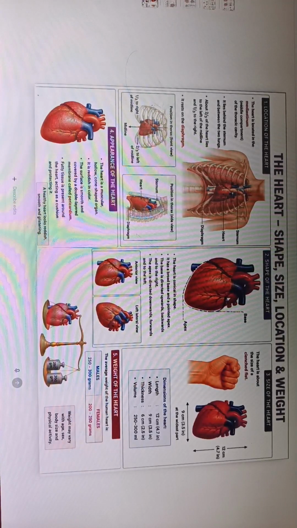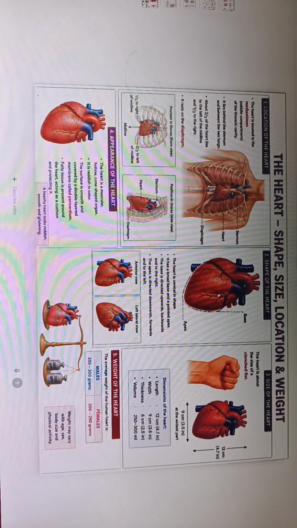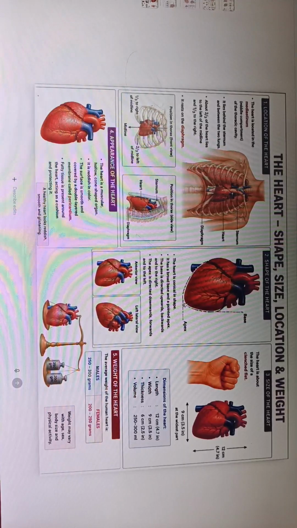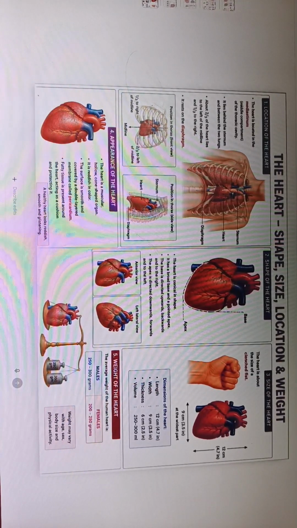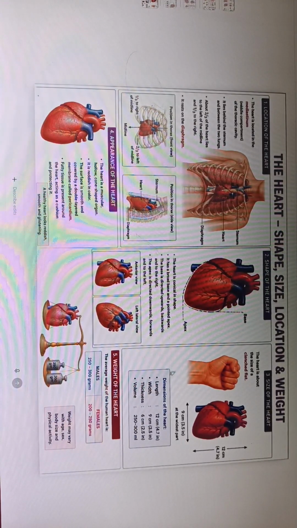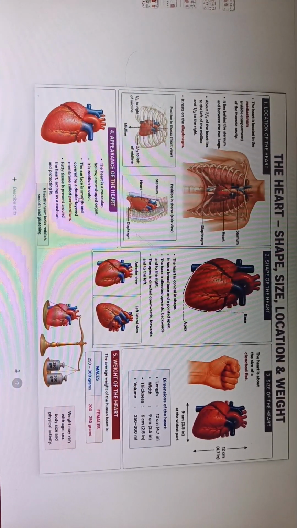Now we will see the shape of the heart. The heart is conical in shape. It has a broad base and a pointed apex. That's why it looks like a conical shape. Conical is nothing but cone shape. The base is directed upward and the apex is directed downward. The width of the heart is 9 cm, length 12 cm, thickness 6 cm, and volume approximately 250 to 300 ml.